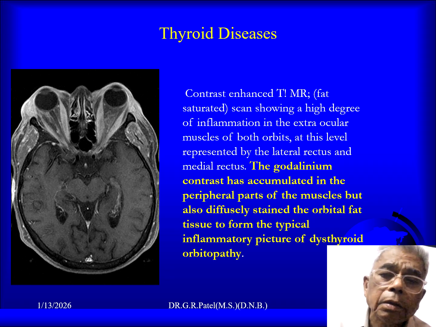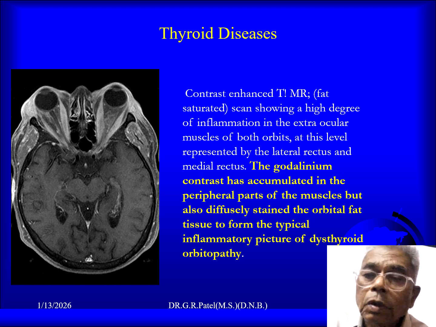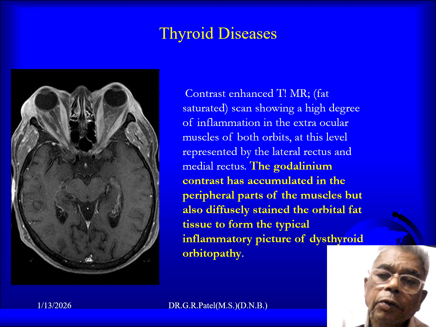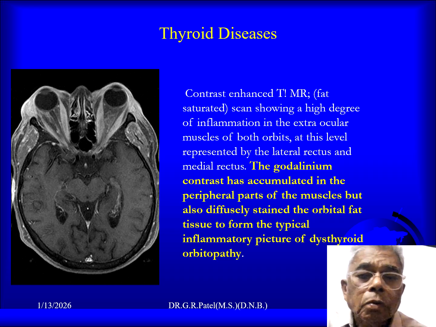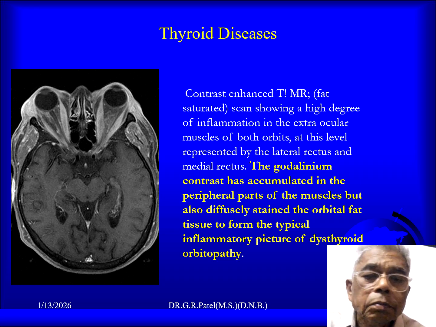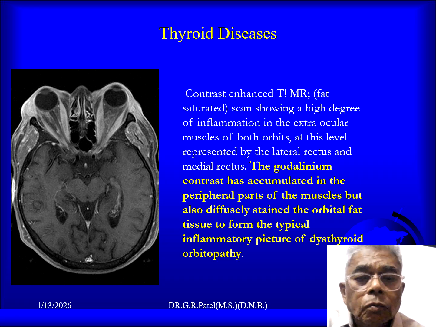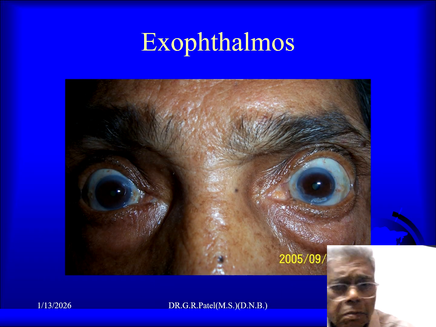At this level, represented by lateral rectus and medial rectus, the gadolinium contrast has accumulated in the peripheral parts of the muscle but also diffusely stained the orbit fat tissue to form the typical inflammatory picture of this thyroid orbitopathy. This is the exophthalmos. You can see the sclera is seen above as well as below the corneal margin, the limbus.